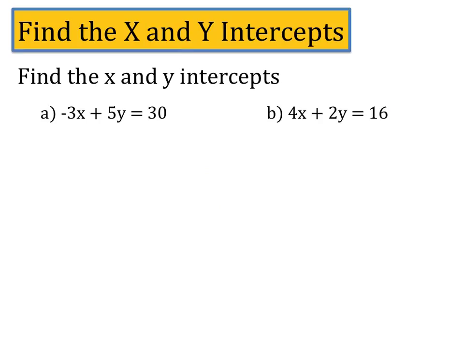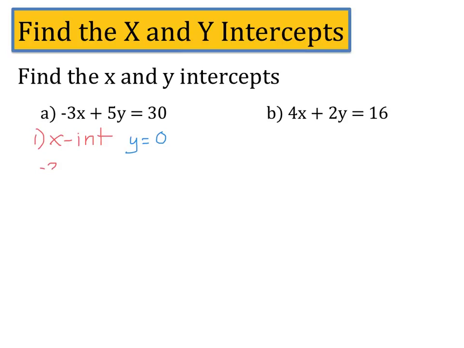When we're given an equation and we're asked to find the y and x intercepts, we have to set one of the variables to 0 and solve for the other. So let's look at example A. For example A, let's find the x-intercept first. We know the x-intercept happens when y equals 0. So what we need to do is look at our equation, set y to 0, and solve for x.